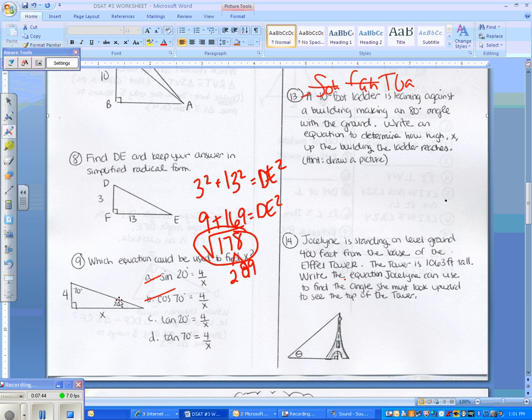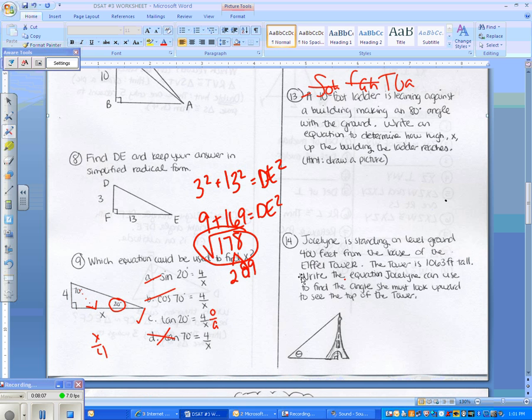Let's see if it's tan 20. Tan stands for opposite over adjacent. So opposite of 20 is 4, and the adjacent is x. So tan 20 equals opposite over adjacent. This is the correct answer. Let's just double check D though. Tan of 70 equals opposite would be x, and adjacent would be 4. And if you notice, it flipped it. So that is not the correct answer.